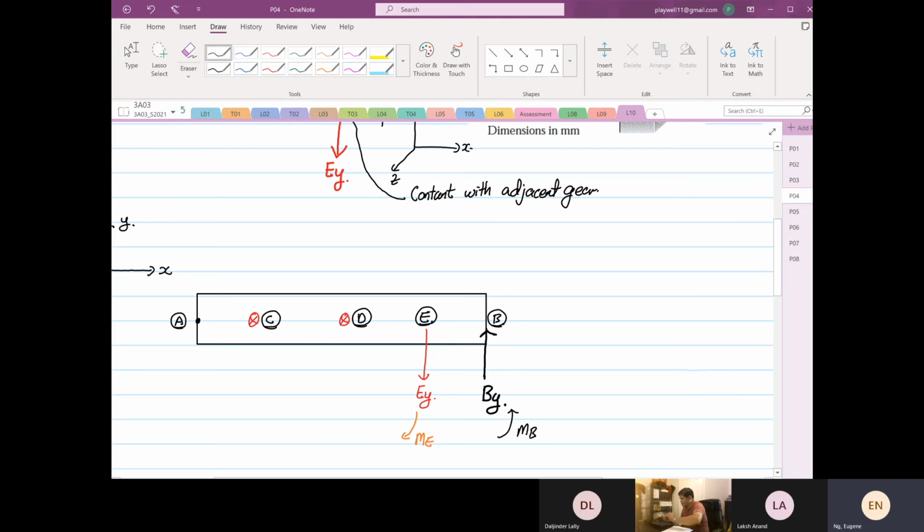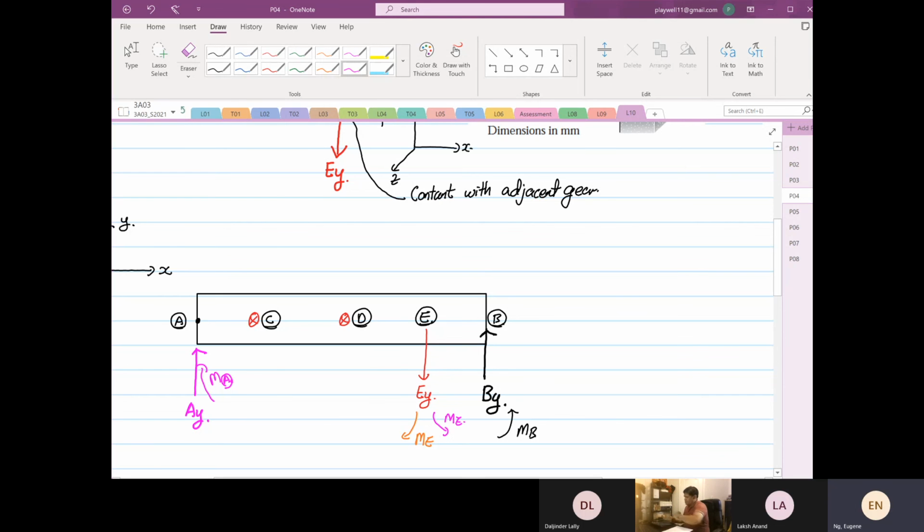Okay. Likewise, if you take moment at point B, I'll use a different color, ME will be coming in this direction. So the moment at point A has to be in the opposite direction. For this case, that is why AY will be in this direction.